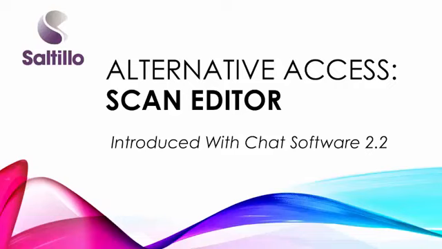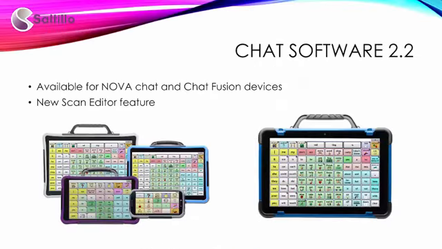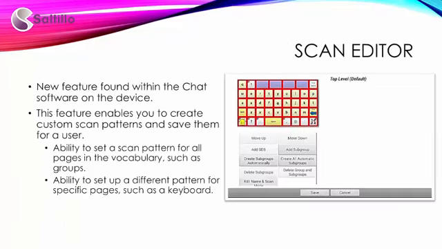This tutorial will explore a new feature, the Scan Editor, found with version 2.2 and higher of the chat software. The chat software is found on the Saltillo NovaChat and Chat Fusion devices. The Scan Editor is located within the chat software on the devices.